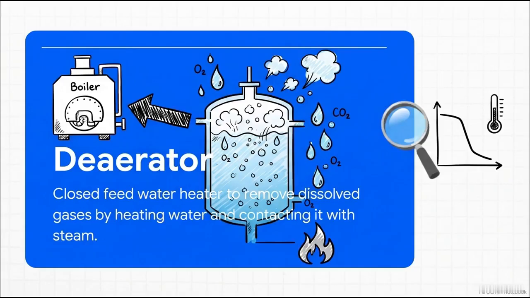And the way it pulls this off is beautifully simple in concept, even if it's complex in execution. It aggressively heats the water and forces it into intimate, really violent contact with steam. By jacking up the temperature of the water, the solubility of those dissolved gases drops off a cliff. Basically, the hotter the water gets, the less gas it can actually hold on to.